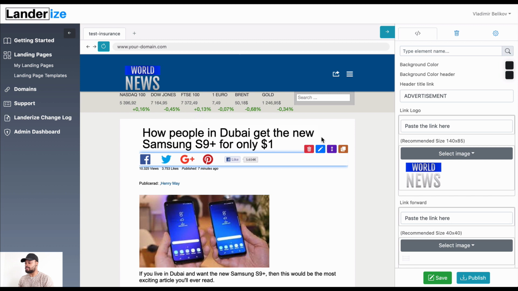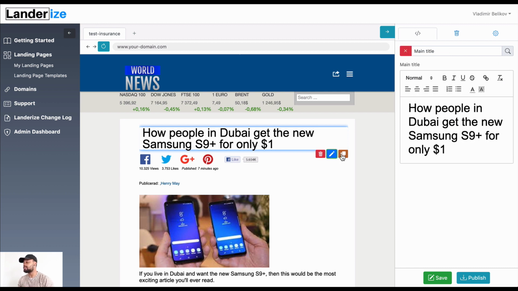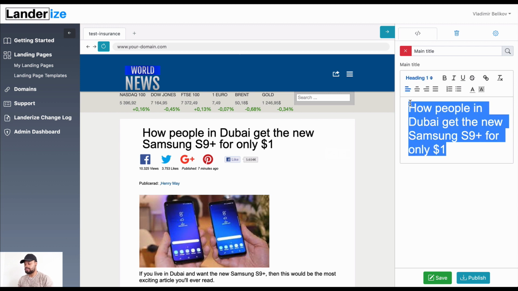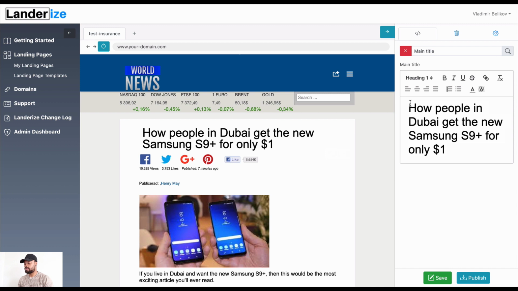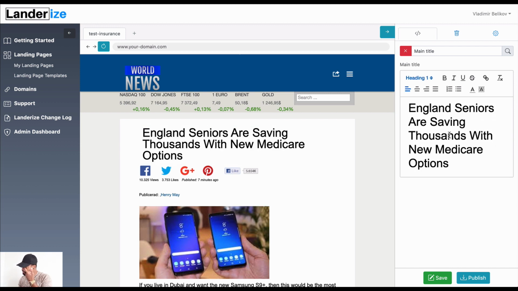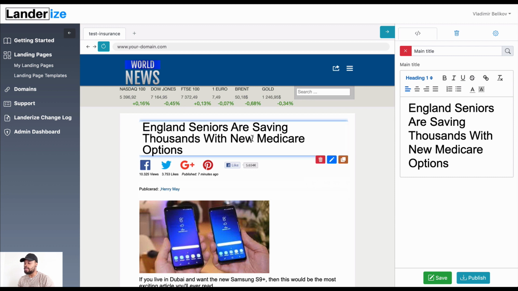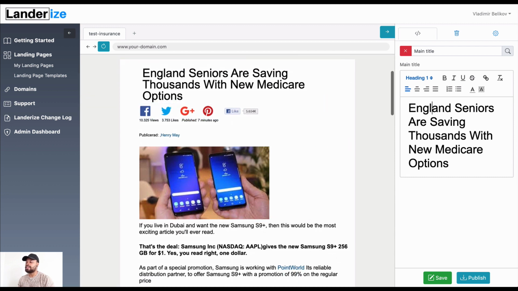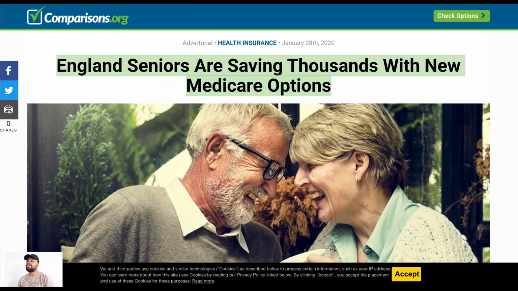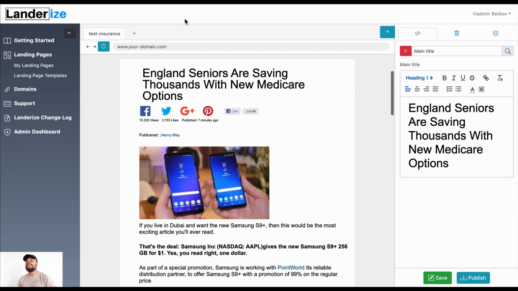So let's say I'm here. I can just go back, and I just want to select the edit icon right here. Then I paste in the headline that I just grabbed from the previous lander. So if I come back here: England's seniors are saving thousands with new Medicare options. I'd do that, then change that image out and replace it with this image, and we're essentially creating a similar flow. And then you can directly compete against that other affiliate with your campaign, because you can essentially mimic what they've done to a certain extent.